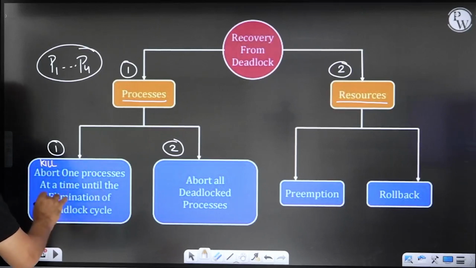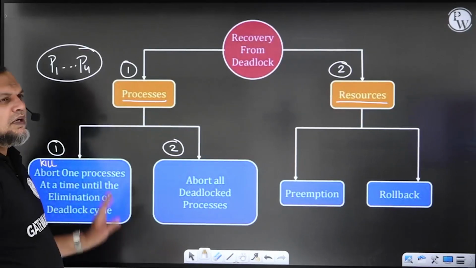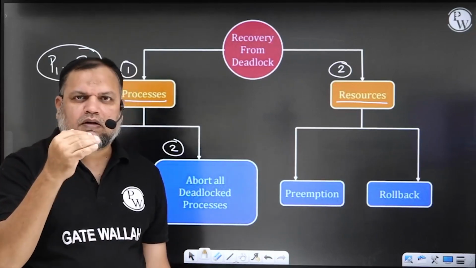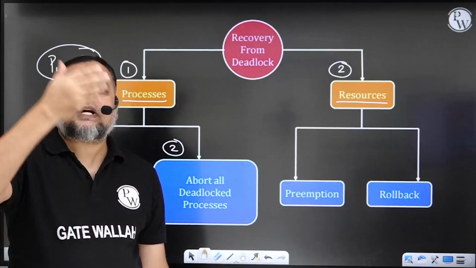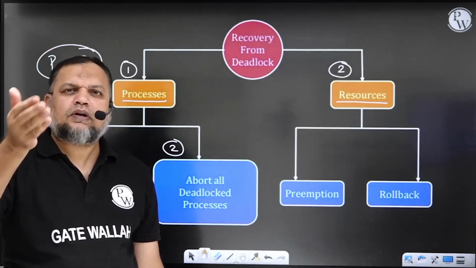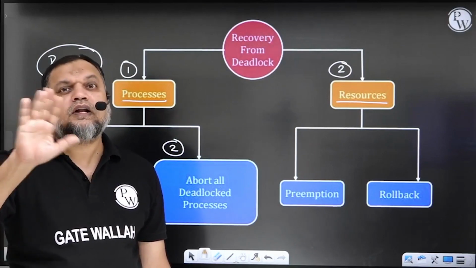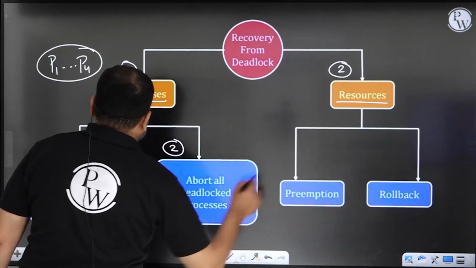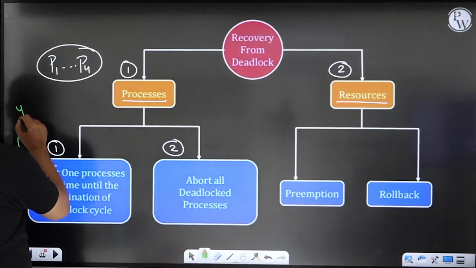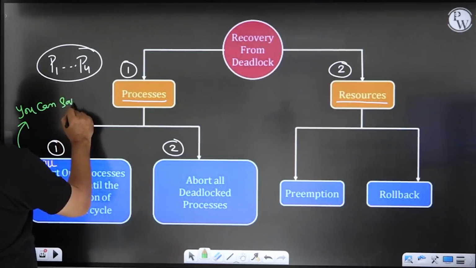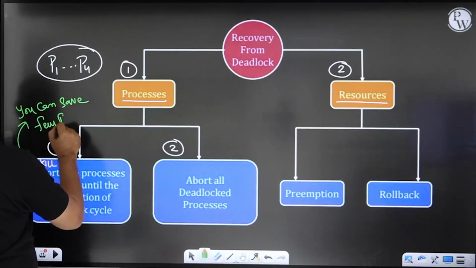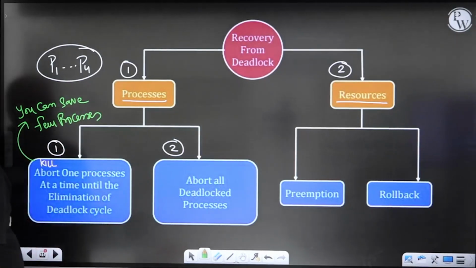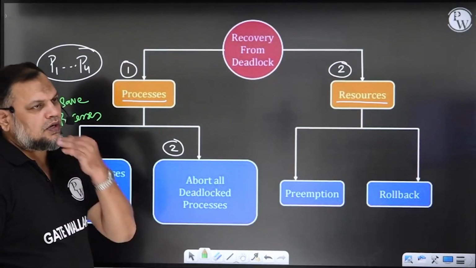Kill one process at a time until the deadlock cycle is eliminated. What this strategy says is, when 4 processes are involved in deadlock, you start killing one by one. Take P1, kill it, then check whether the deadlock is overcome. If not, take another victim and kill it, one by one, till the deadlock cycle is broken. The advantage of killing one at a time is that maybe you can save a few processes. But the drawback is you have to apply deadlock detection again and again till the deadlock cycle is overcome.